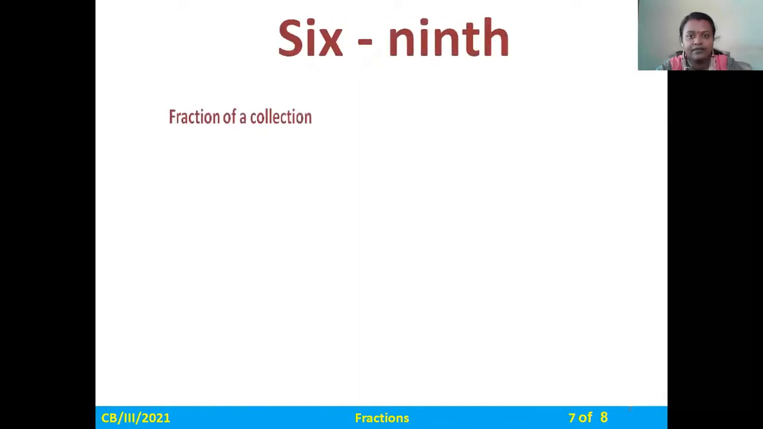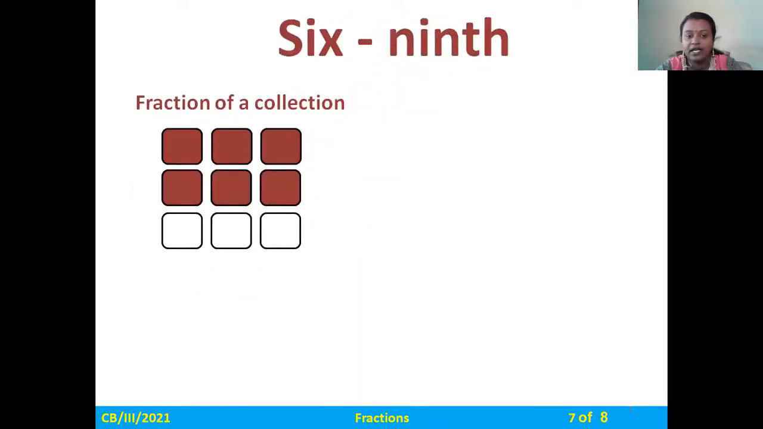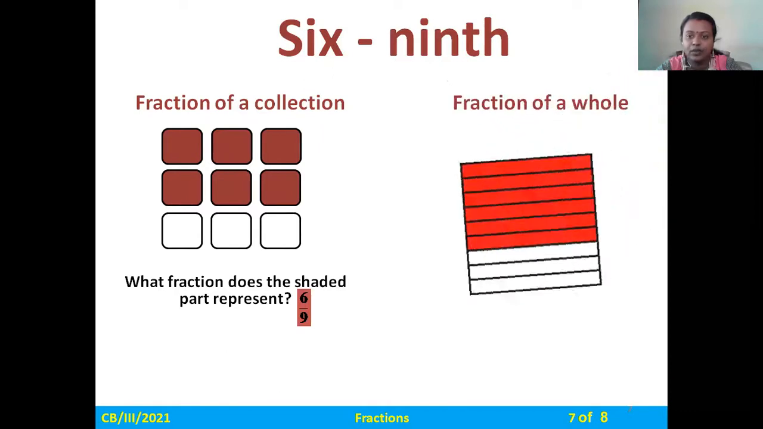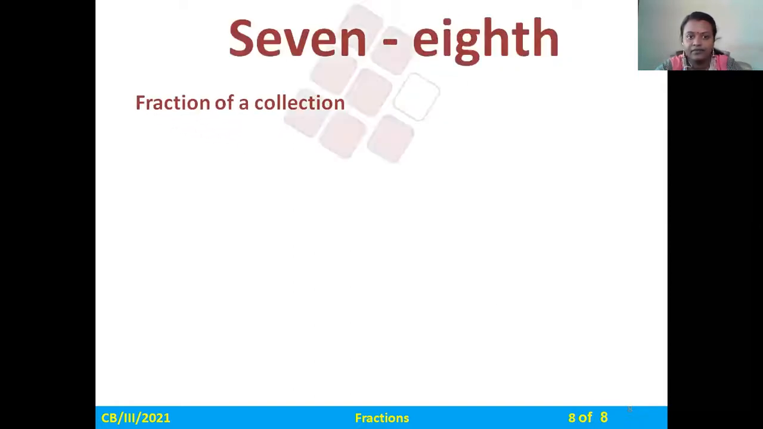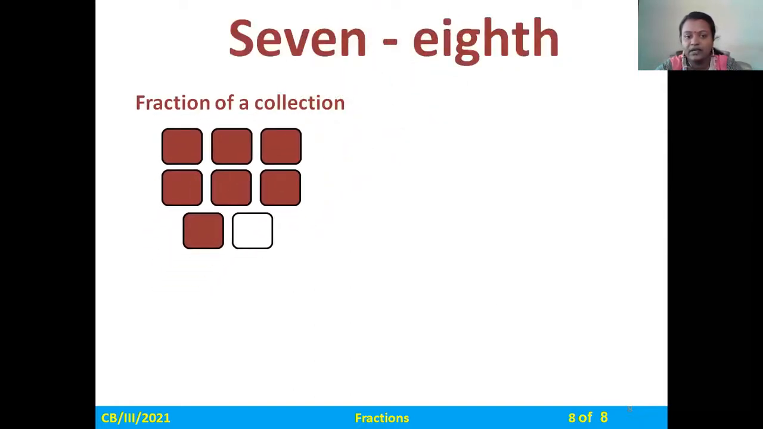6/9, where you say out of 9, 6 parts are shaded. 6/9. For the whole, the shaded part is represented as 3/9. 7/8. Fraction of a collection would be 7 upon 8 for shaded, whereas for unshaded it is 1/8.